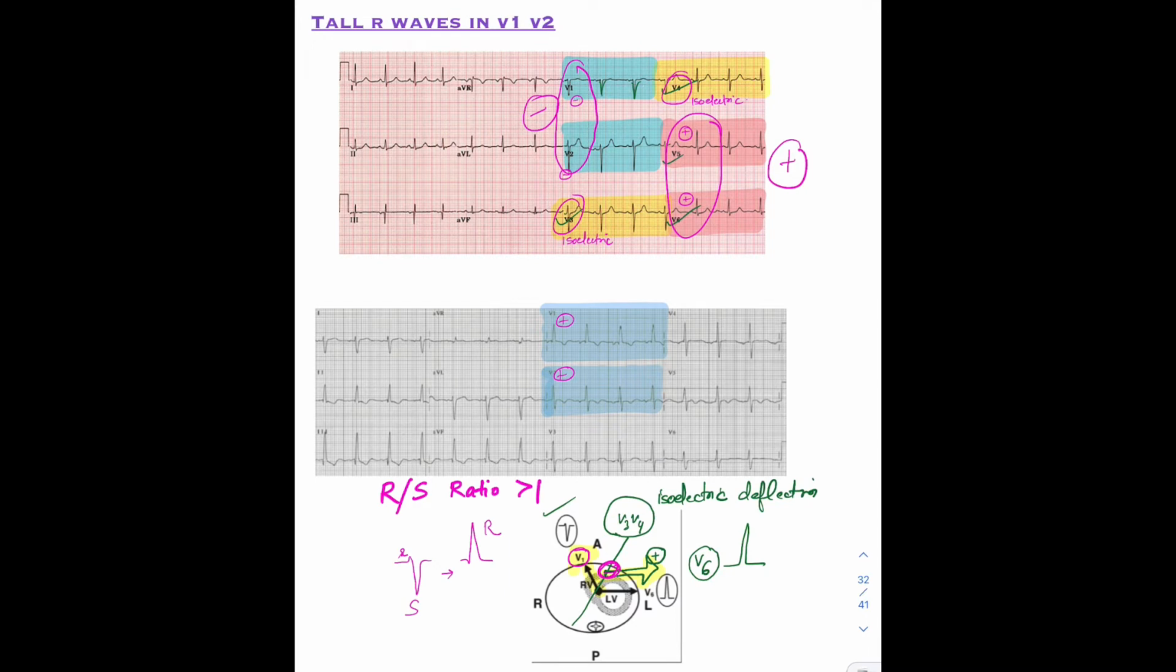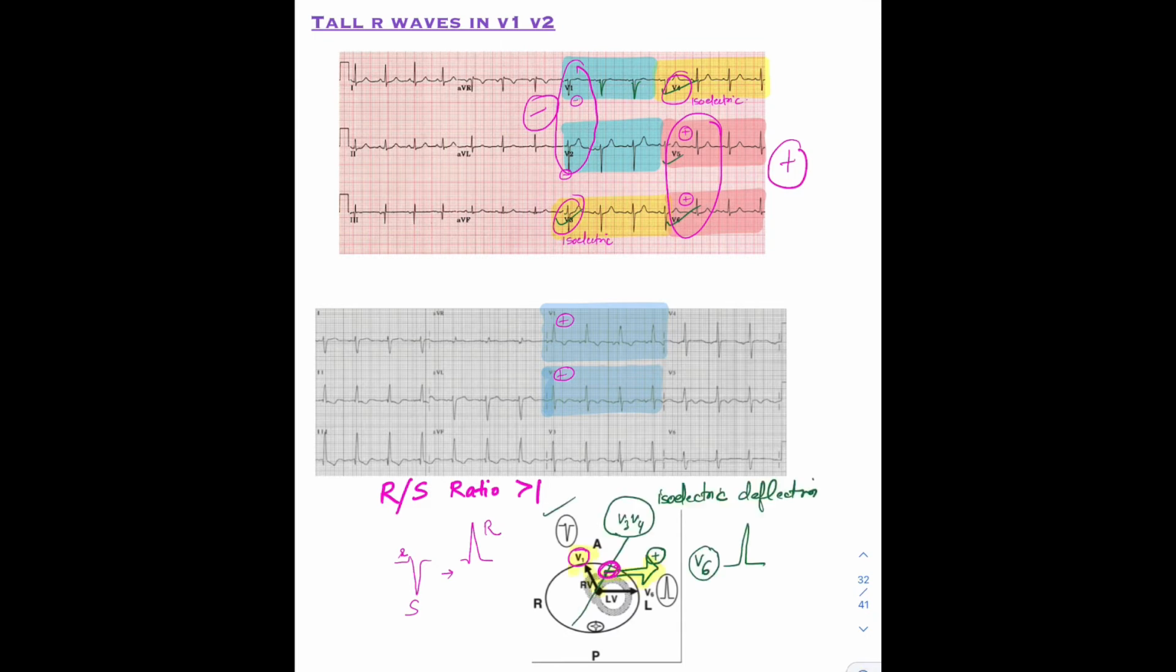So you see, through this we get to know that it's so important to know the positioning of the precordial leads, okay, also the limb leads. So positioning of the leads and the direction of the vector is very important if you want to understand how the different waves of the ECG are formed.